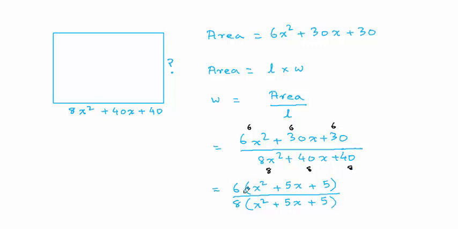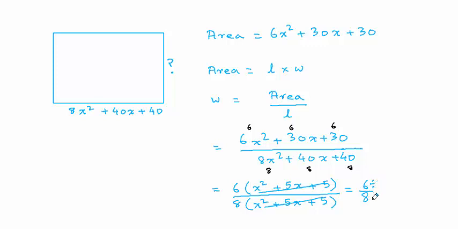Now, if you look at the factored form of the numerator and the denominator, you will notice that there's a common factor between them, which is x squared plus 5x plus 5. And assuming that's not equal to 0, you can cross off the common factors. A number divided by itself is 1, provided that number is not 0. And therefore this is going to be equal to 6 over 8 times 1, which is 6 over 8.